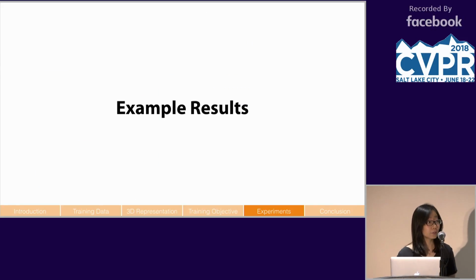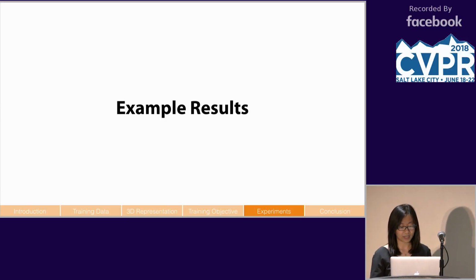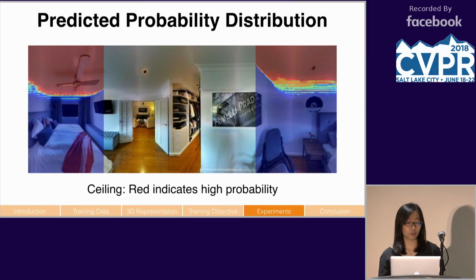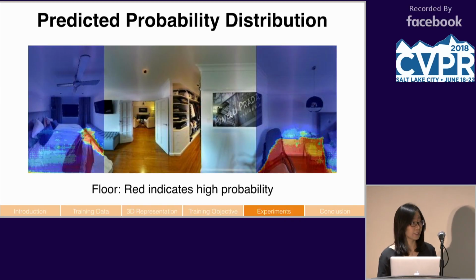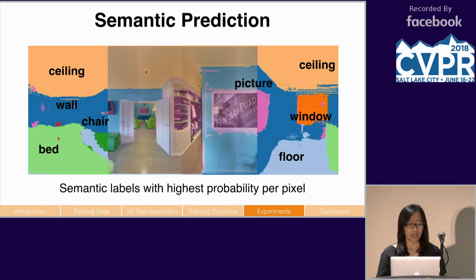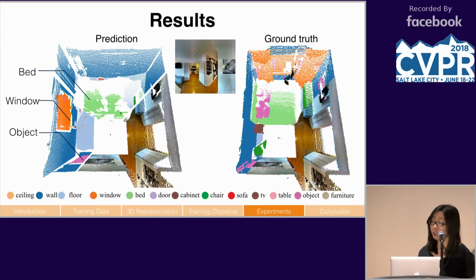So here I'm going to show you some of the example results of our method in action. This is an input observation of an indoor environment with a missing region. And this is a predicted probability distribution of ceiling, visualized as a heat map overlaid with a ground truth image, where red indicates high probability and blue indicates low probability. And this is a prediction for floor, wall, bed. And this is the semantic labels with the highest probability for each pixel. And this is a 3D structure prediction provided by our network and also the ground truth.